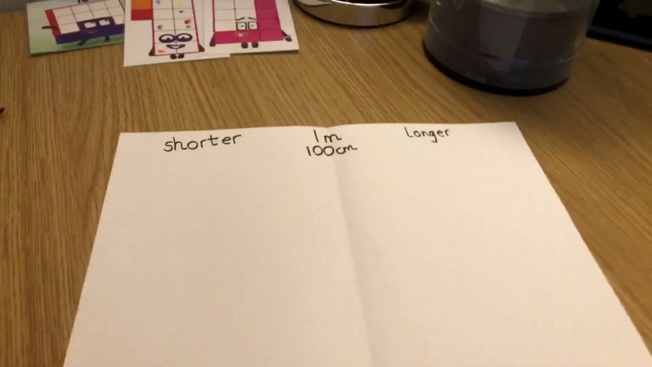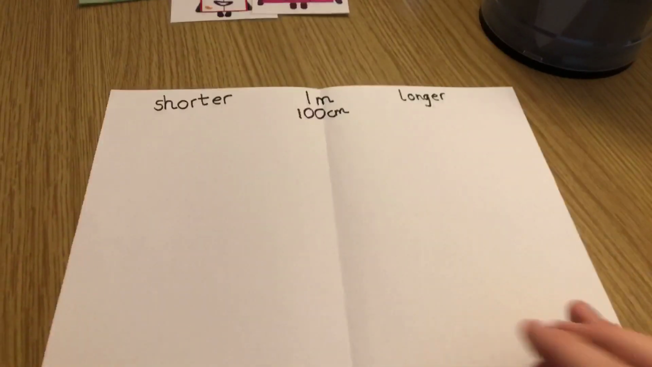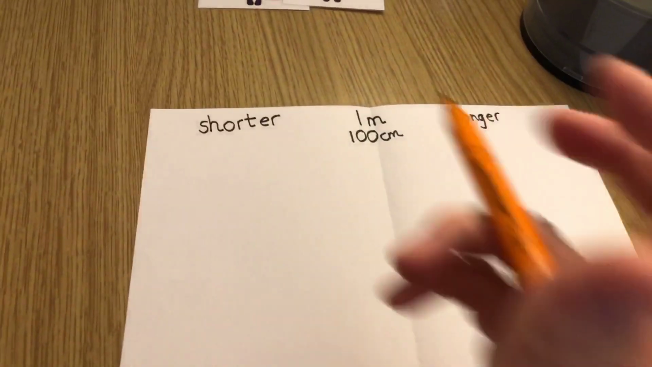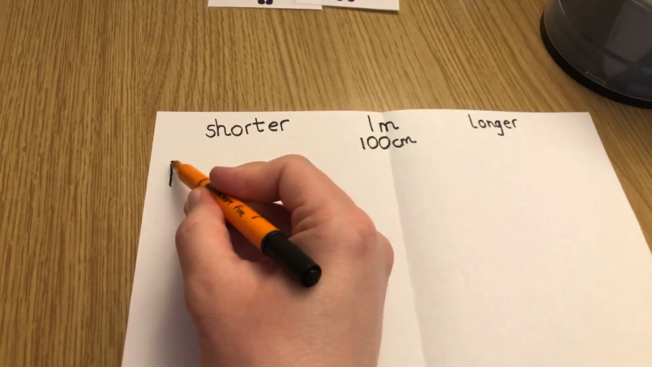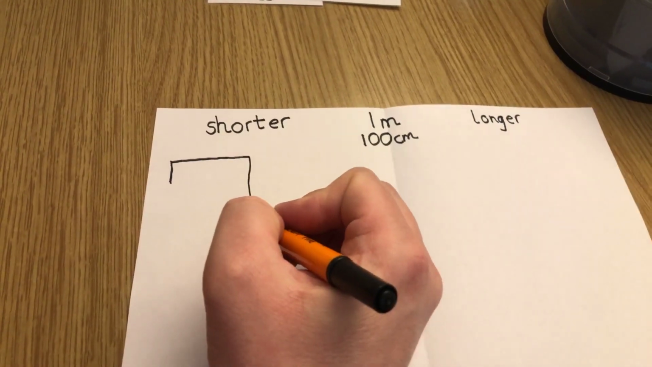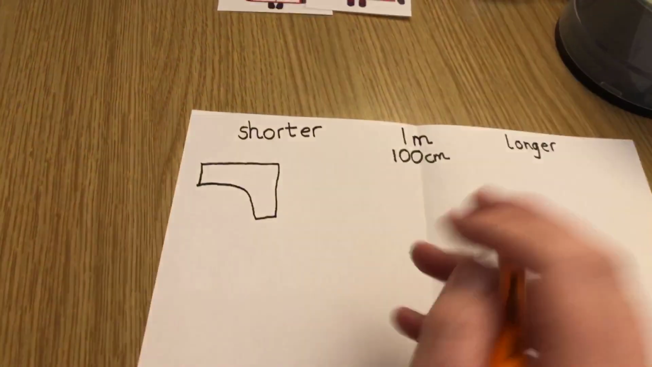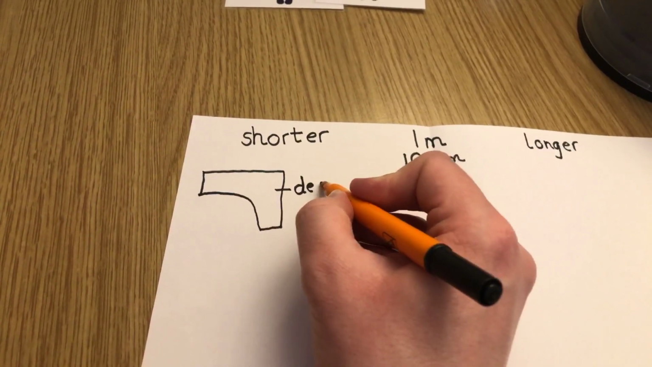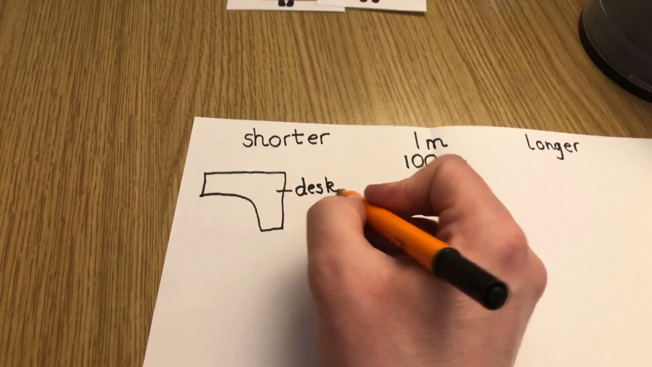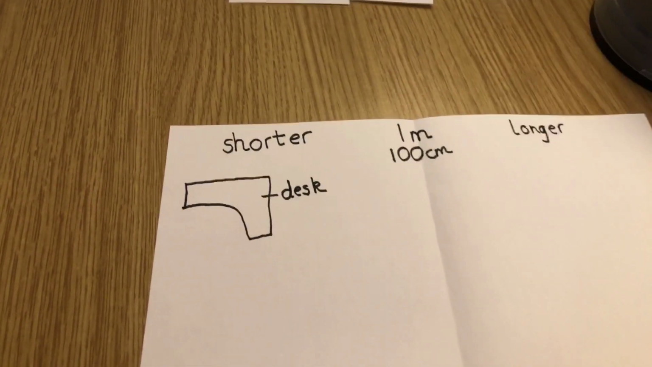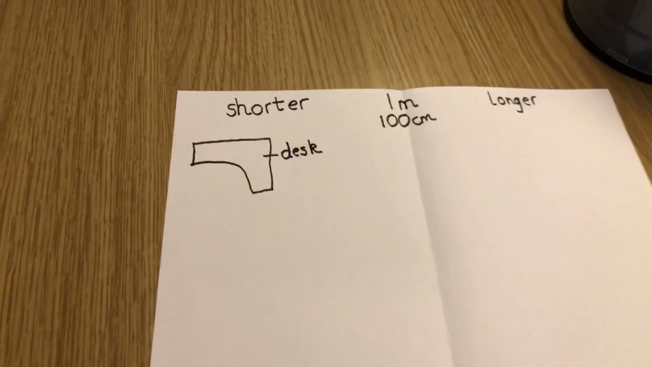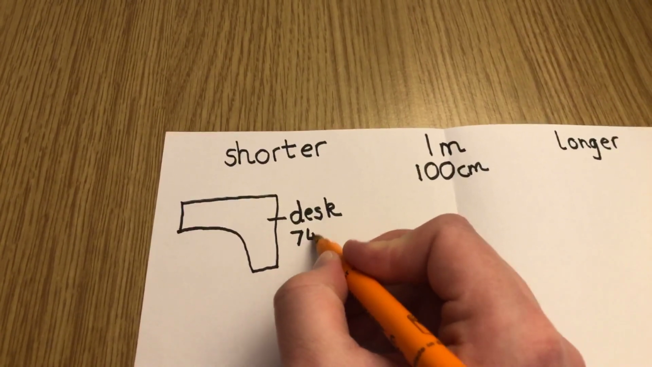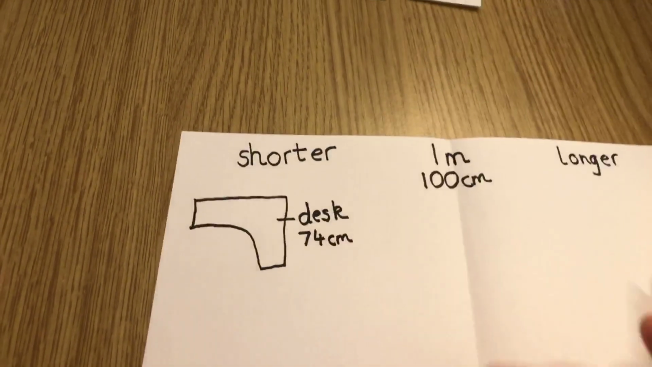So I need to draw my desk now on my piece of paper. Which side do you think I'm going to draw it on? I have to draw it on the shorter side, don't I? So I'm going to draw my desk. There we go. And then I'll label it D-E-S-K. Desk. Now, if you wanted to, although that looks like half a pair of pants, doesn't it? If you wanted to, you could write down how long it actually was. And I found out it was 74 centimetres. But you don't have to do that, it's up to you.